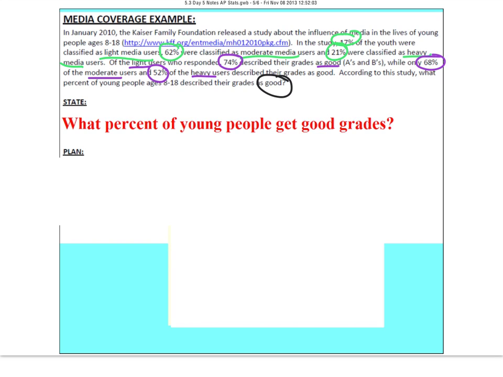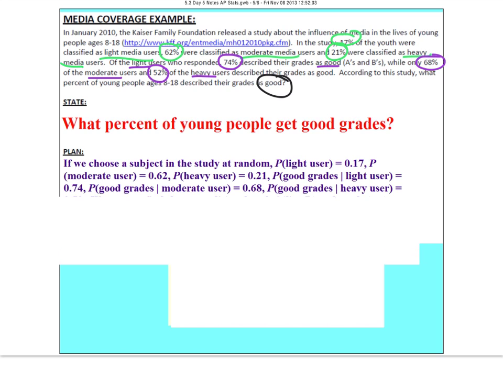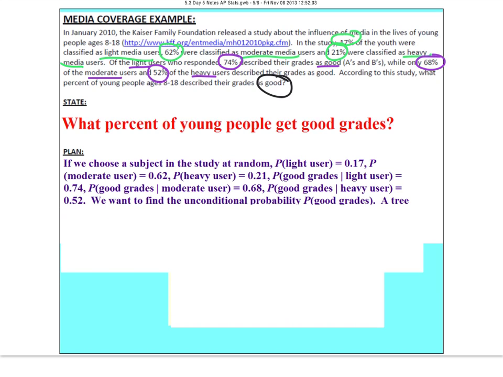Okay, here's our plan. And I wouldn't say necessarily write this paragraph down. I'm going to actually show you a tree diagram later. Let's just read this though. If we chose a subject in the study at random, the probability of a light user is 0.17, moderate 0.62, heavy 0.21. Now, the probability you have good grades given you're a light user is 0.74. The probability of good grades given you're a moderate user, 0.68, and the probability of good grades given a heavy user, we were told, is 0.52. We want to find the unconditional probability, just the probability of good grades.